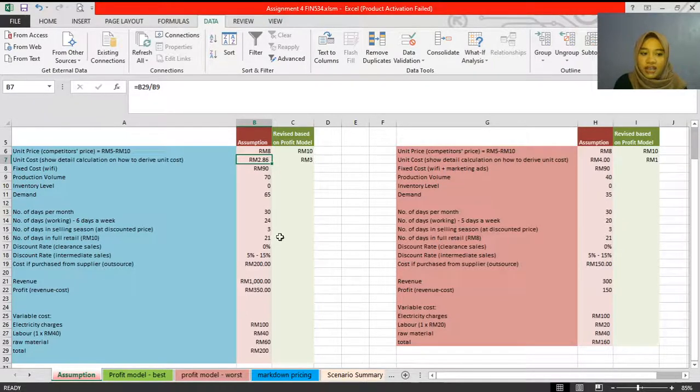Under my variable cost, I have electricity charge, labor cost, and raw material. And then the total is 200 ringgit.